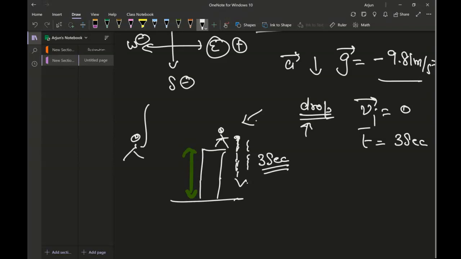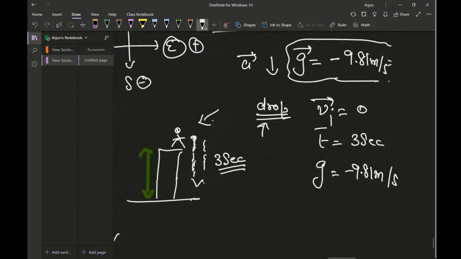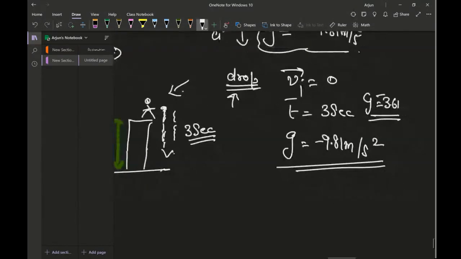Whether you are standing on the ground, throwing something in the air, or standing on top of a cliff and throwing something in the downward direction, acceleration due to gravity will always be a negative number. So the G value is negative 9.81 meters per second square. As long as you are on Earth, this is the magnitude you will consider. If you are on the Mars surface, the G value is 3.61, and that will also be negative, because acceleration due to gravity is always taken as negative in kinematic equations. Now I wanted to find the delta D value.